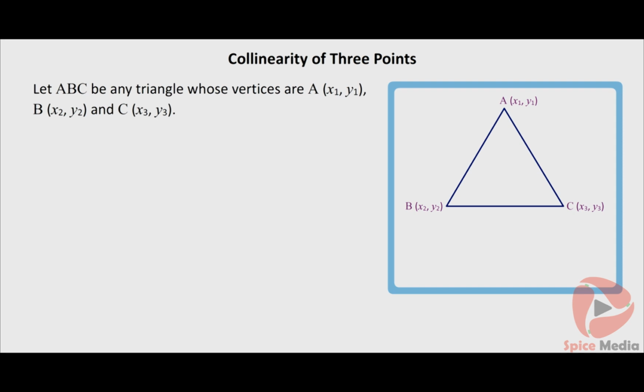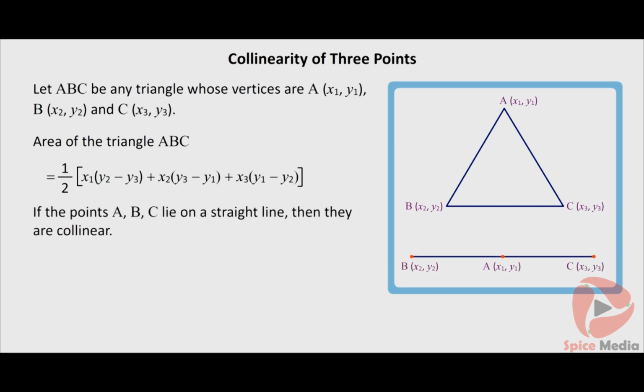Let us discuss the condition for collinearity. Let ABC be any triangle whose vertices are A(x1, y1), B(x2, y2), and C(x3, y3). The area of the triangle ABC is equal to half into x1 into (y2 minus y3) plus x2 into (y3 minus y1) plus x3 into (y1 minus y2).